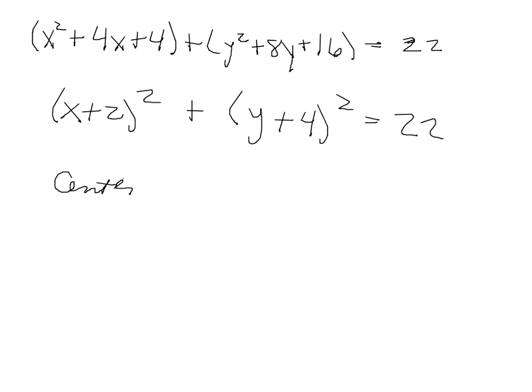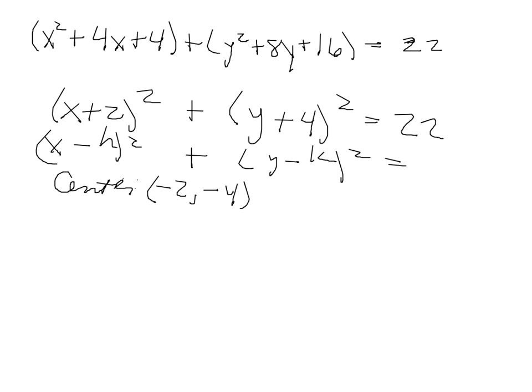So now I can tell you the center. The center is minus 2, minus 4. Remember, we always switch the signs. This is h, this is k, but we have to switch. So it should be x minus h squared plus y minus k squared equals r squared. So my radius is the square root of 22.